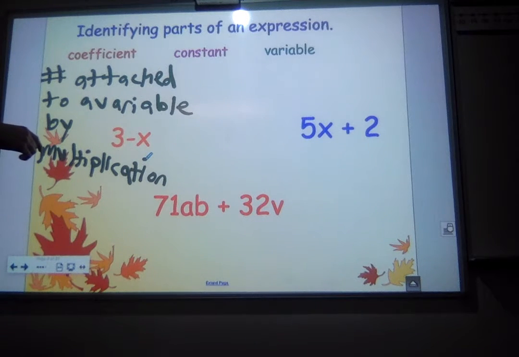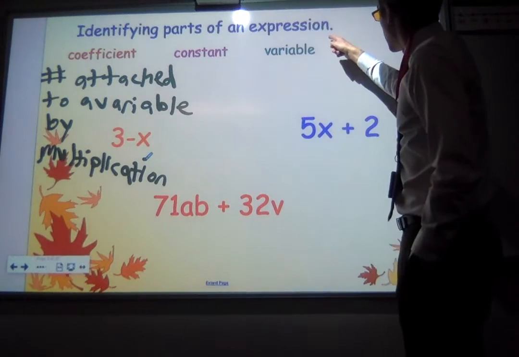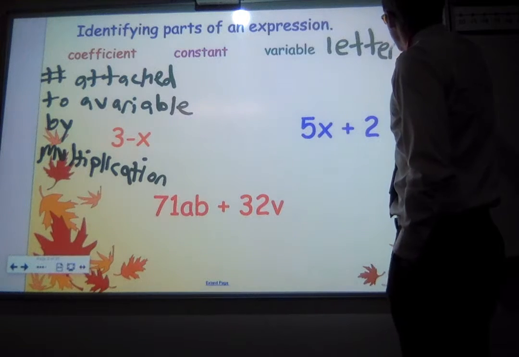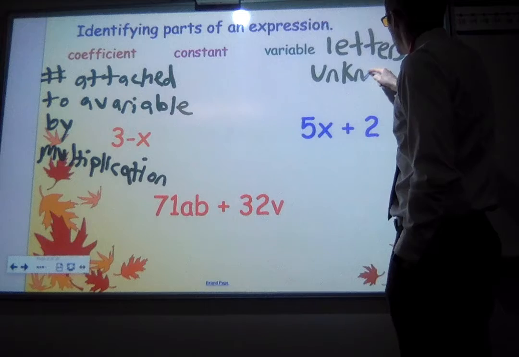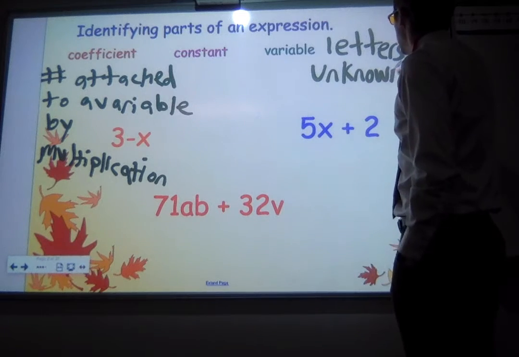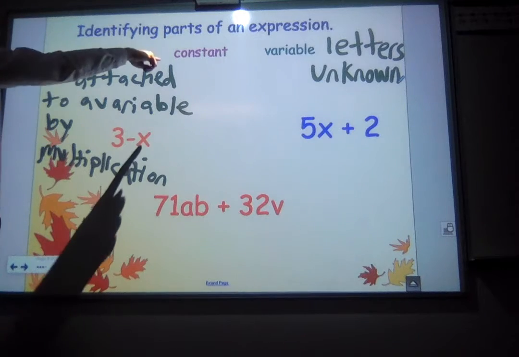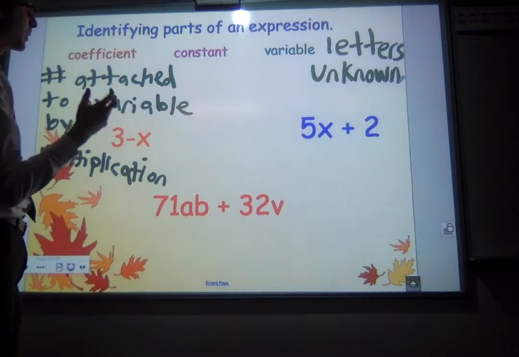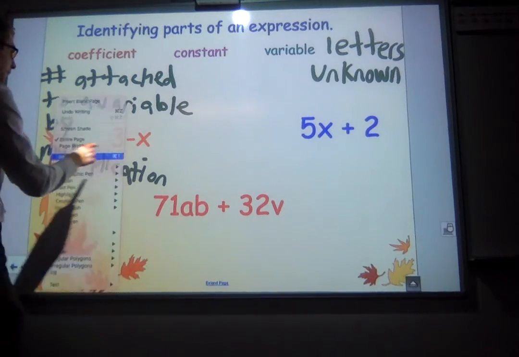All right, and then variable: we identified them as the letters that we see, and we don't know the value, so they're just unknown values represented by letters. And then a constant: we defined a constant as a number that was not attached to a variable. So let's go ahead and look through some examples here.